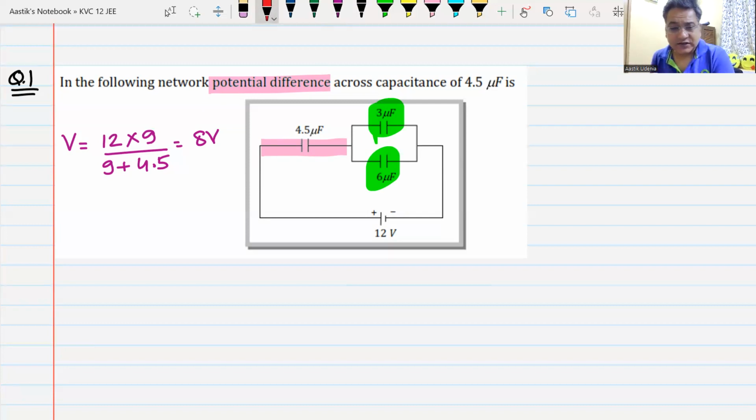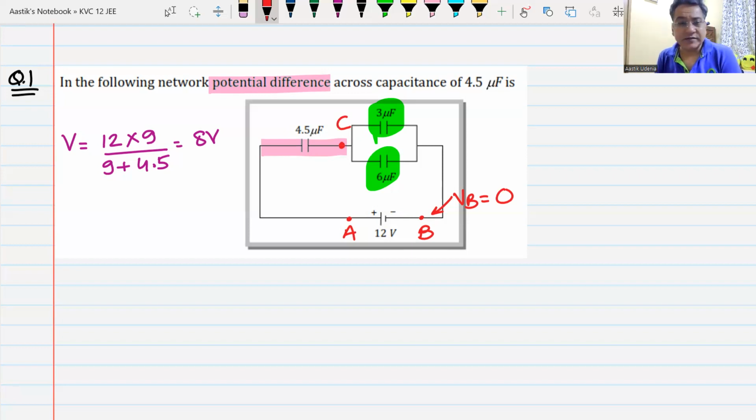Now, this is one way of asking this question. The other way of asking this question is they would say that this point is A and this point is B. And then they would say, take the potential of point B as 0. Taking the potential of point B as 0, tell me the potential of point C. How are you going to do this? I'll give you 1 minute to think about it.